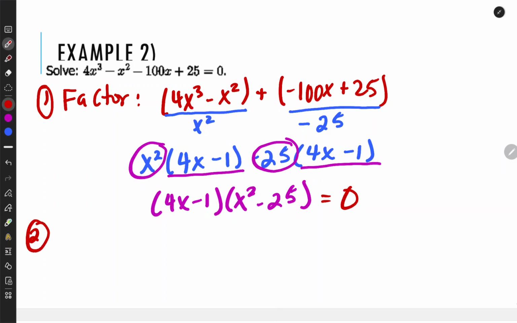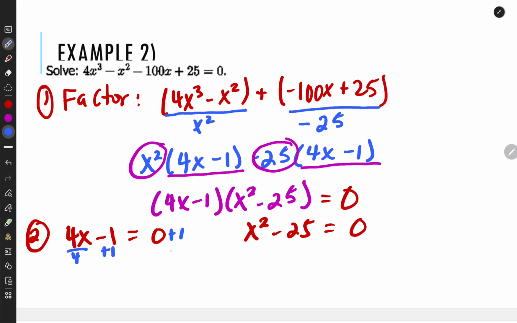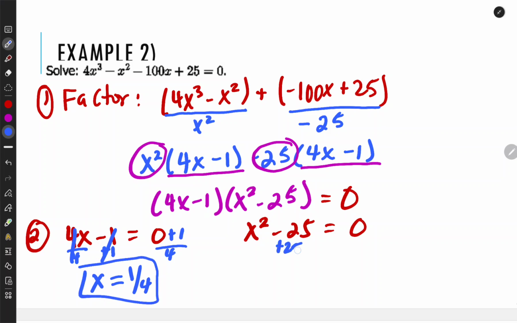So now we can apply the zero product property. Because I have two separate factors, I can take 4x minus 1 and set it equal to 0. I can take x squared minus 25 and set it equal to 0. After setting them equal to 0, go through the same process of getting x by itself. In this case, we're adding 1 and we're dividing by 4. That's going to cancel out the term and factor on this side, and we're left with x equals 0 plus 1 is 1, all over 4, gives us x equals 1 over 4. On this one, we're adding 25.